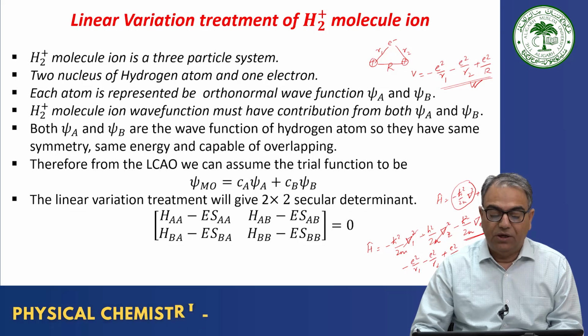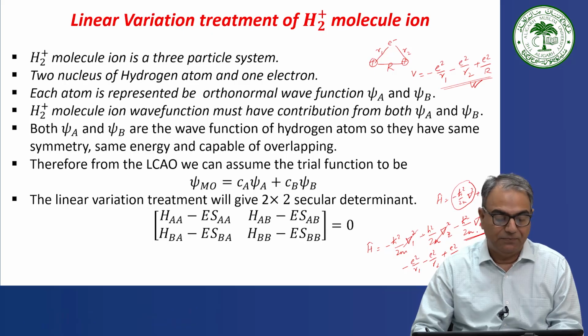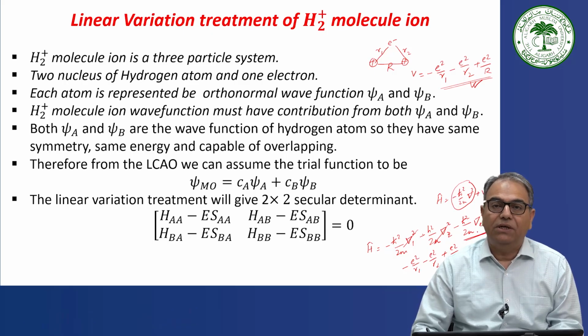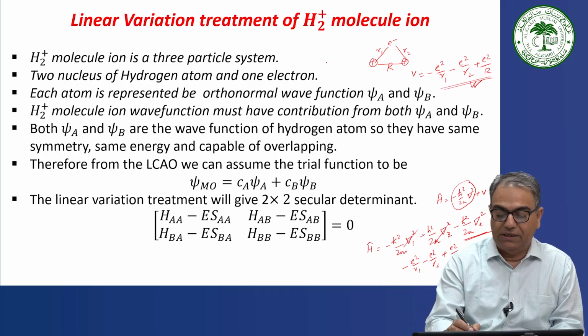Again, you see the Hamiltonian is complex because of the potential energy term, and we cannot have an exact solution for this system. The H2 plus molecule ion is a problem which you can deal with in molecular orbital theory only. In valence bond theory, we don't have a concept of forming the H2 plus molecule ion, but molecular orbital theory does, and what we say is that there are two nuclei of hydrogen atoms and one electron.